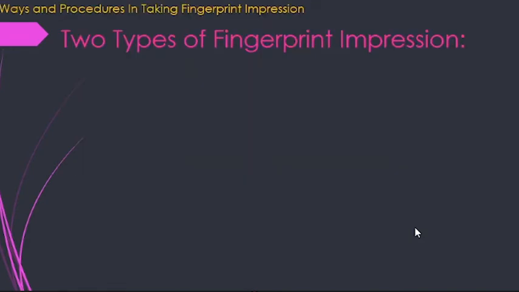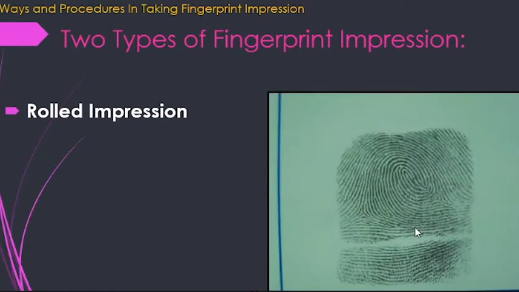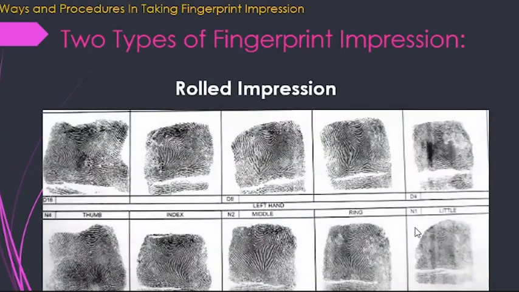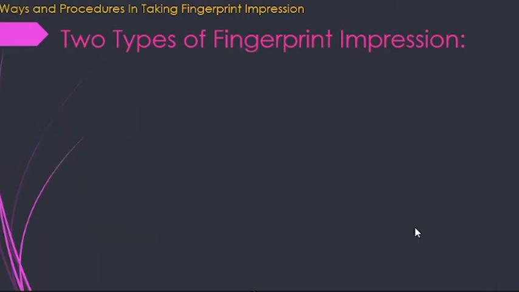So we have the two types of fingerprint impression, the rolled impression. Ganyan ang rolled impression. That is almost square, diba? Dapat ganyan ang appearance ng rolled impression. That requires the thumb to be rolled towards and the fingers away to the center of the subject's body. So ganyan ang itsura, niro-rolled yung daliri. Para makita natin lahat ng ridge characteristic na nandyan.